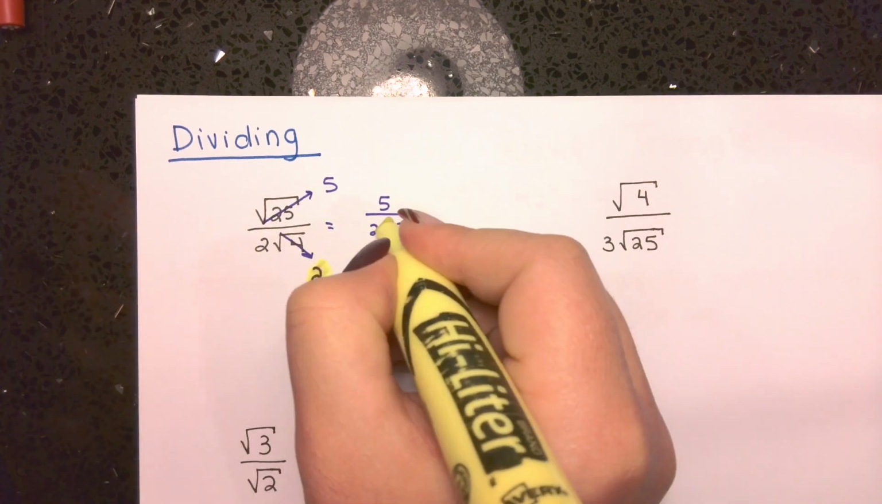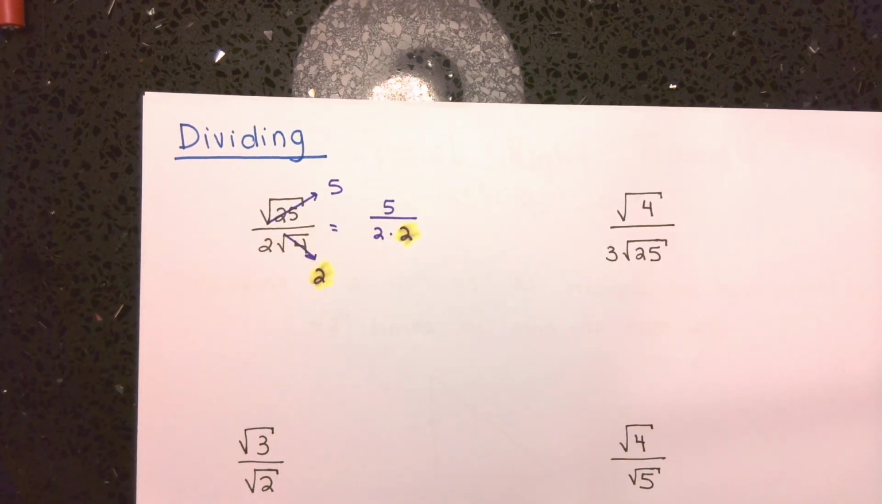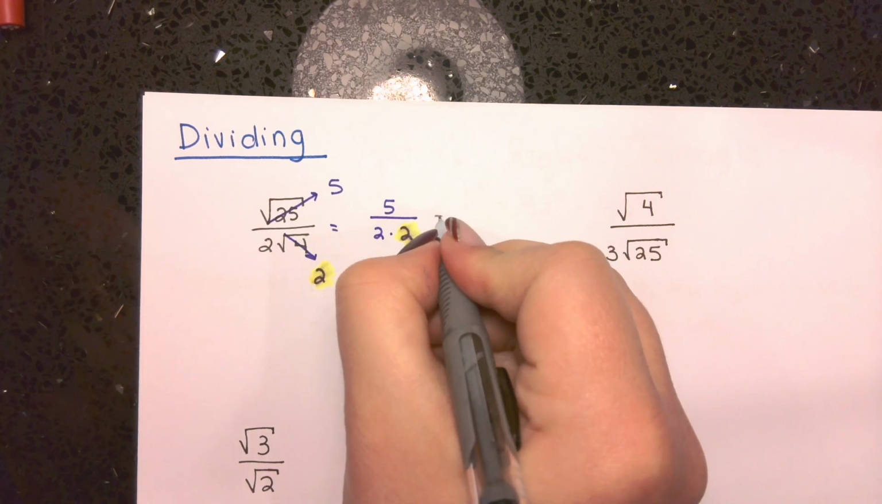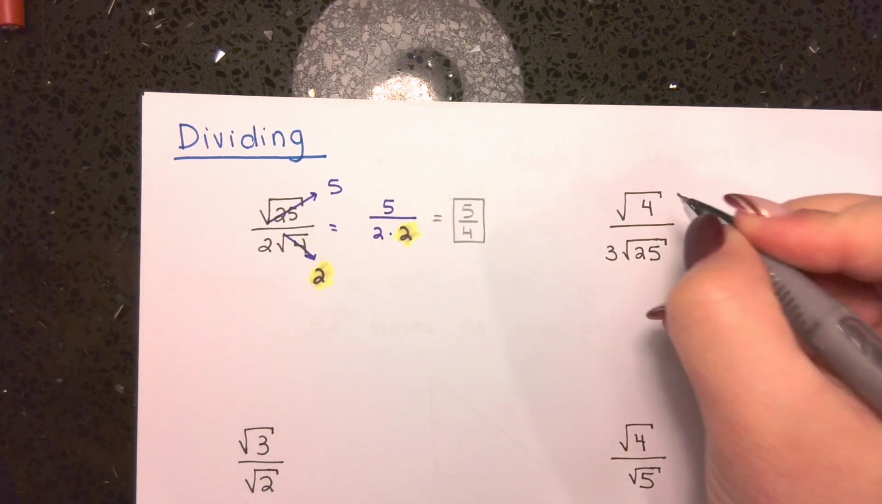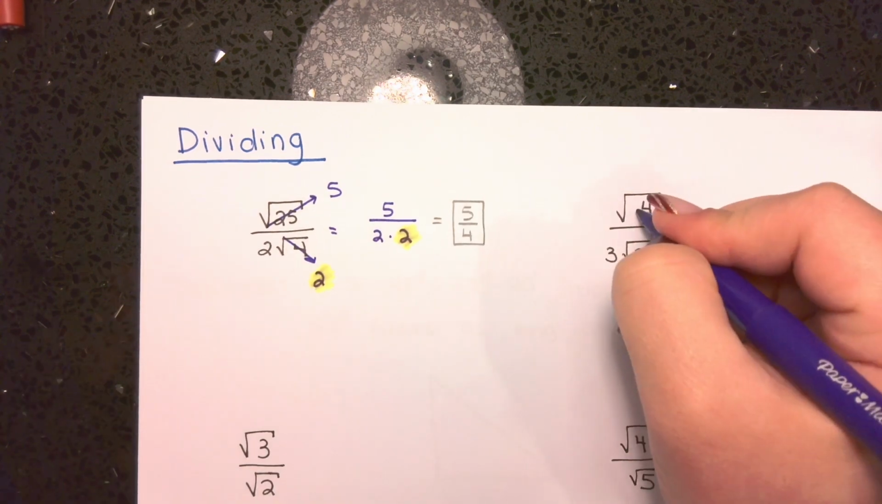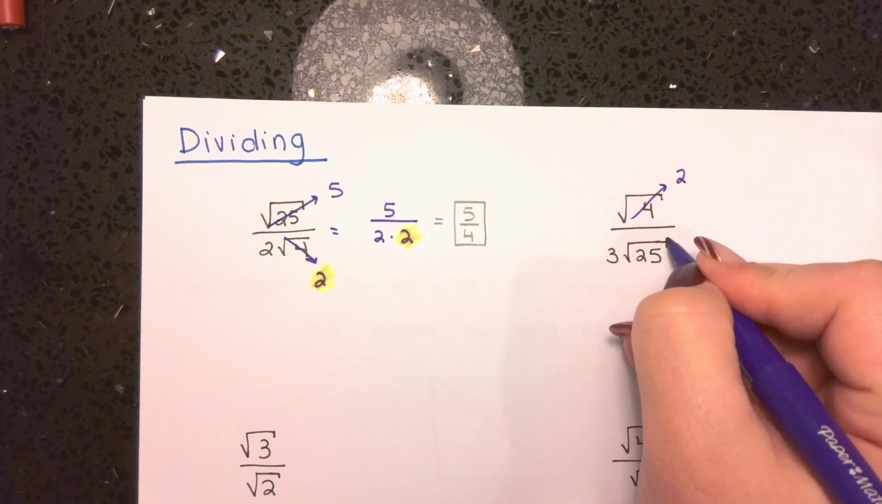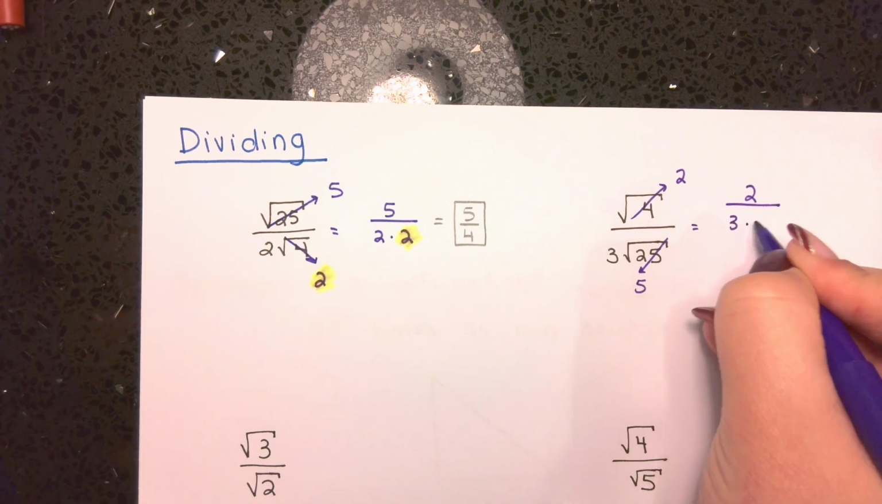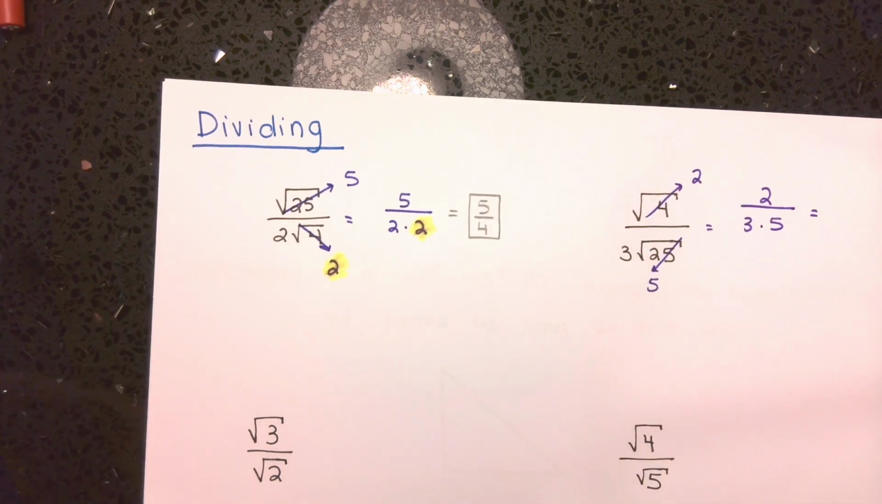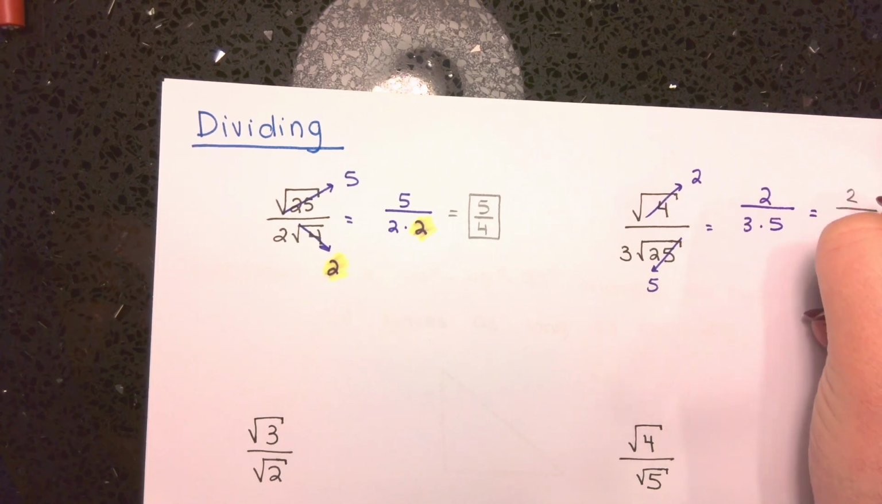So you got this 2 is this 2. So we got 5/4 as our answer. The square root of 4 is 2. The square root of 5 is 5. So we get 2 over 3 times 5, which is 2 over 15.